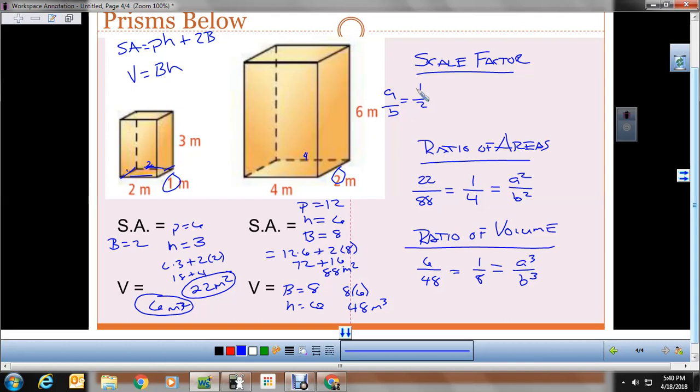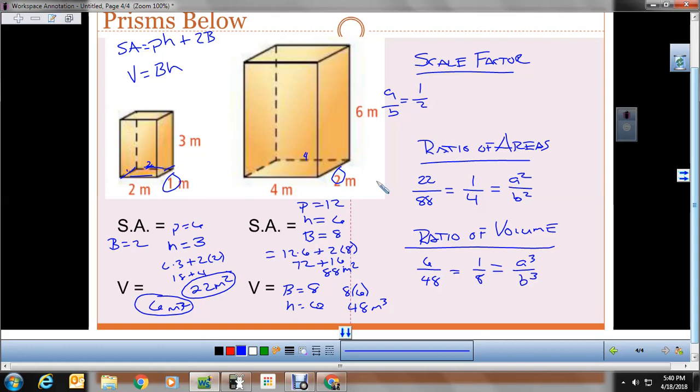So if I were to take my scale factor 1/2 and I square it, that means I'm going to get 1 squared over 2 squared, which is going to be 1/4, ratio of the areas. For the volume, that's 1 cubed over 2 cubed. 1 cubed is 1, 2 cubed is 8. So we get 1 over 8. So we're going to use these ratio of the areas and the volume and the scale factor to help us find either missing areas or volumes.